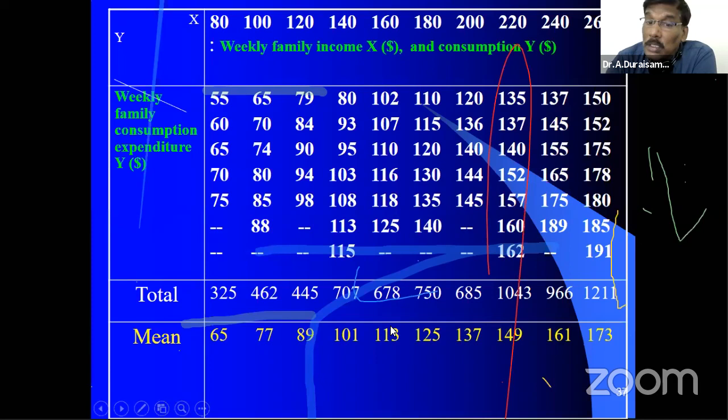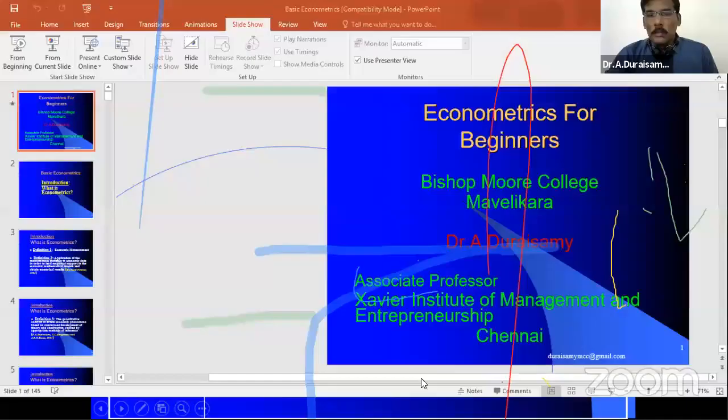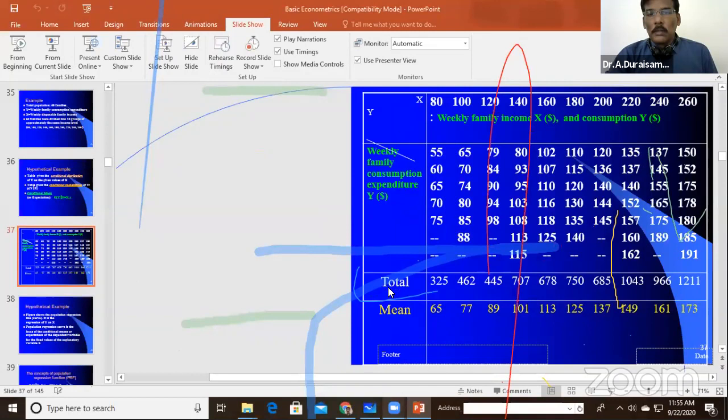But let us take another case. Say, for example, this one, this fellow, right? Listen, this family is supposed to spend only 101, but he's spending more than even the next income group's average. So he is a spender and he is a saver. So when I see the average relationship, mean expenditure is increasing when income is increasing. But when I go to the individual aspect, then I find it a little bit difficult. So here, maybe I can go to another thing.